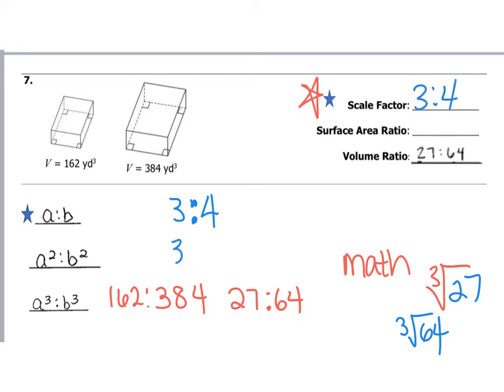To go to the ratio of my surface area, I meant to put a 4 there. Let me see if I can erase it. Barely. All right, so we're going to put a 4 here. And then once we put a 4 in here, we're going to square it. And so we get 9 to 16. There we go.